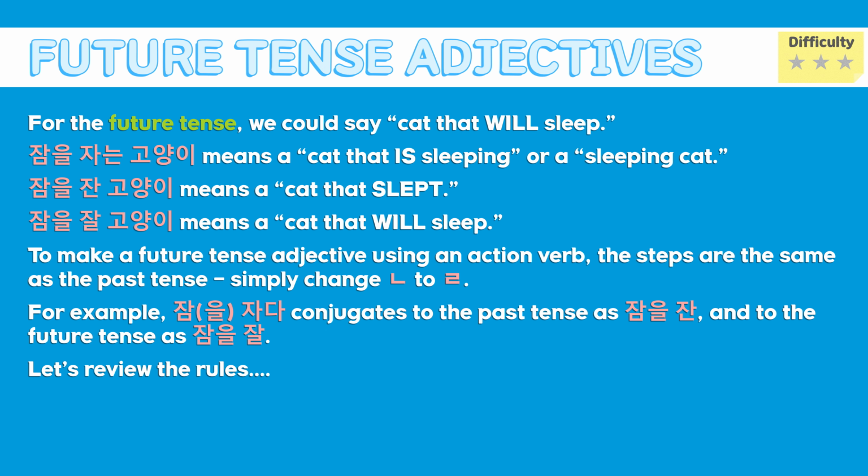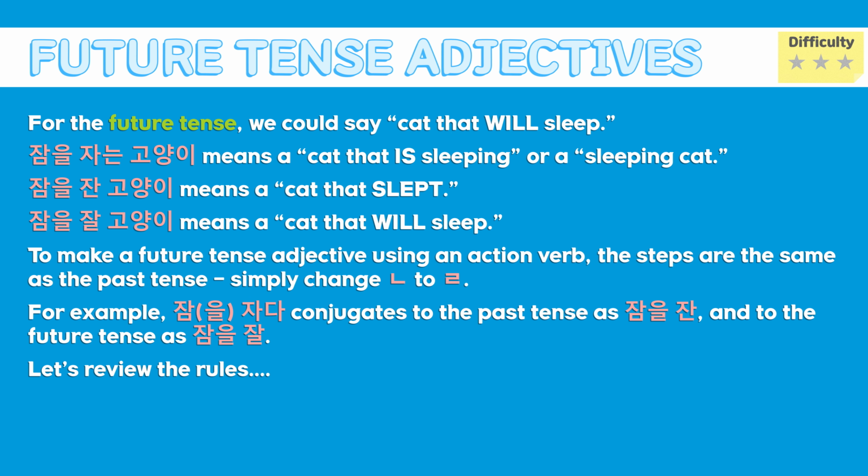For the future tense, we could say cat that will sleep. 잠을 자는 고양이 means a cat that is sleeping or a sleeping cat. 잠을 잔 고양이 means a cat that slept. 잠을 잘 고양이 means a cat that will sleep. To make a future tense adjective using an action verb, the steps are the same as the past tense. Simply change 니은 to 리을. For example, 잠을 자다 conjugates to the past tense as 잠을 잔 and to the future tense as 잠을 잘.